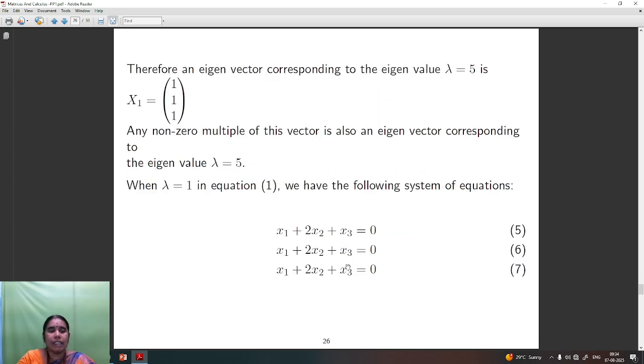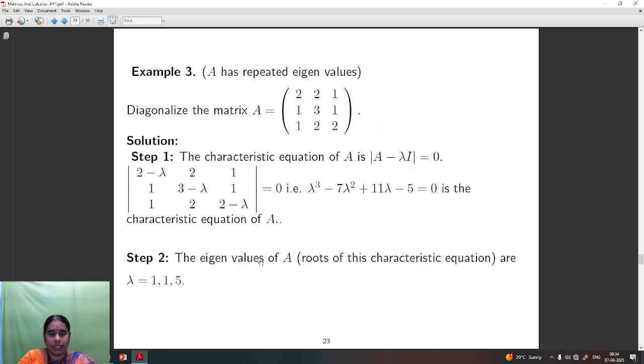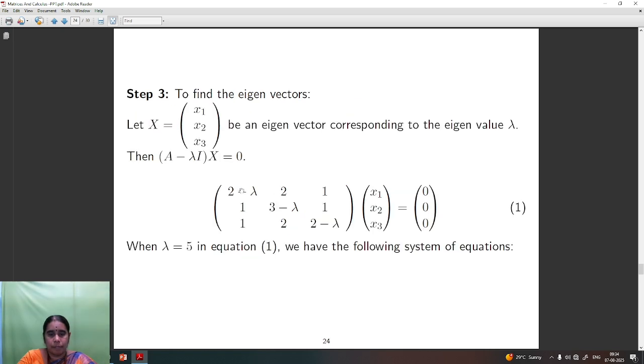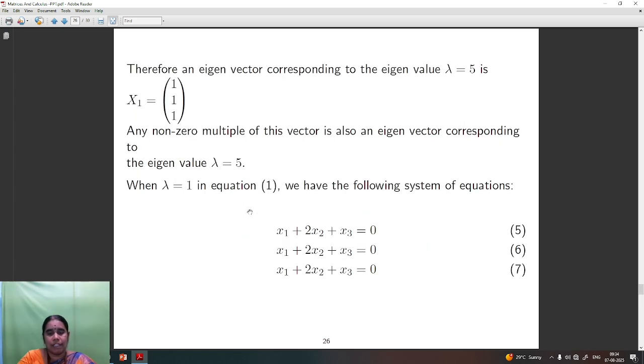Thus, the eigenvector corresponding to lambda equal to 5 is calculated as 1, 1 and 1. One more thing. Then we have to calculate for lambda equal to 1. In the same way, by putting lambda equal to 1 in equation 1, we have again 3 equations, which are all the same.